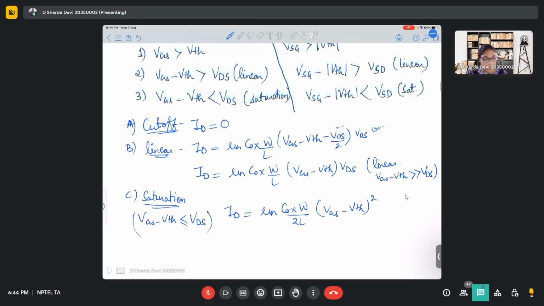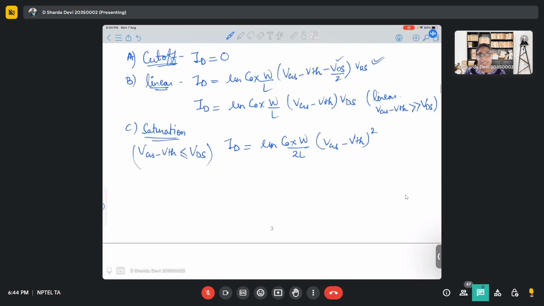Okay. Now talking about your characteristics. Let's say our transfer characteristics, which is between ID and VGS. So it goes somewhat like this, right? So let's say here we have our VTH. When VGS crosses VTH, you will get current. This is quadratic in nature.